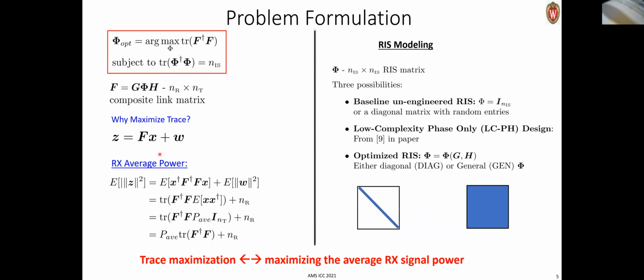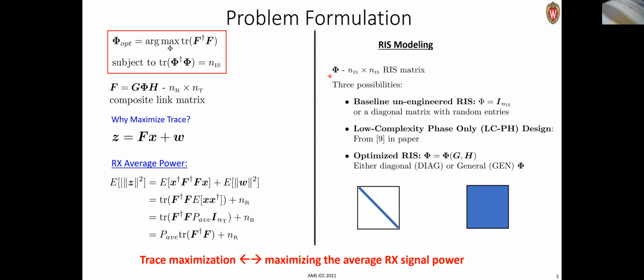So why are we maximizing trace? Well, if you look at the average received signal power, you find that if you assume independent, equal power signals on the transmitters, this received power is proportional to the trace of F Hermitian F times the average power on each transmit dimension. So maximizing the trace of F Hermitian F is equivalent to maximizing the average received power.